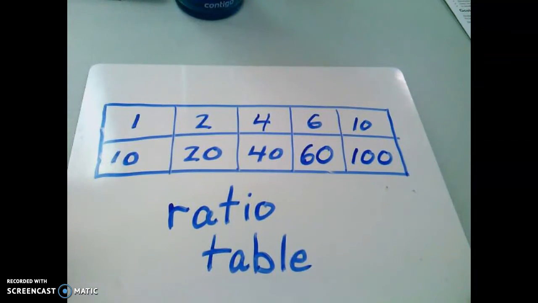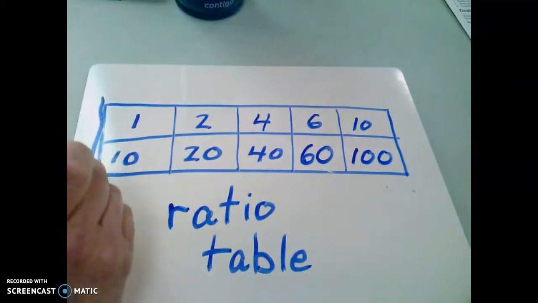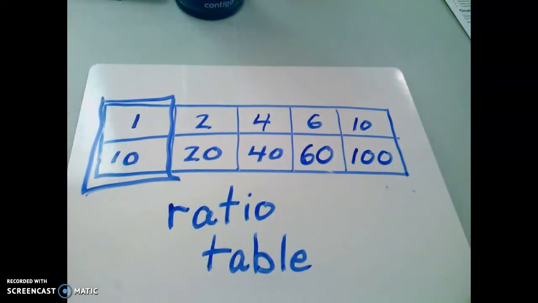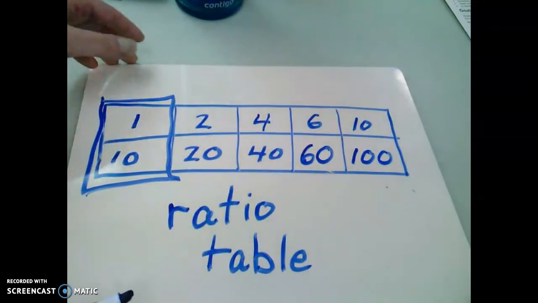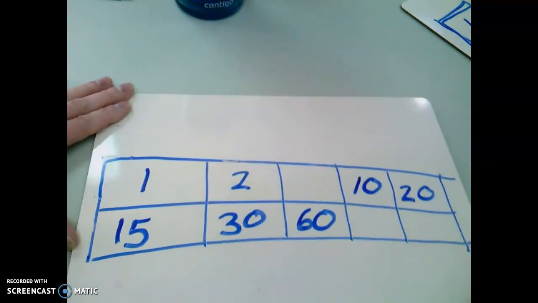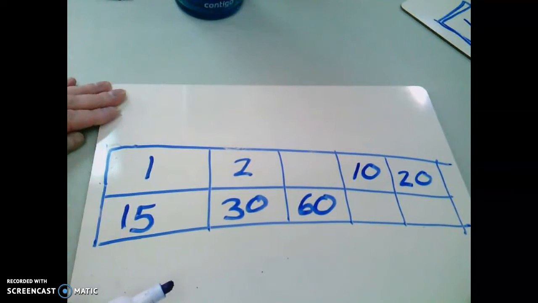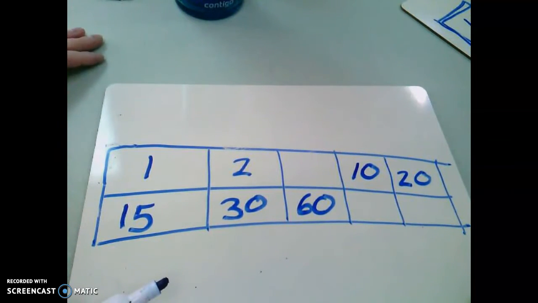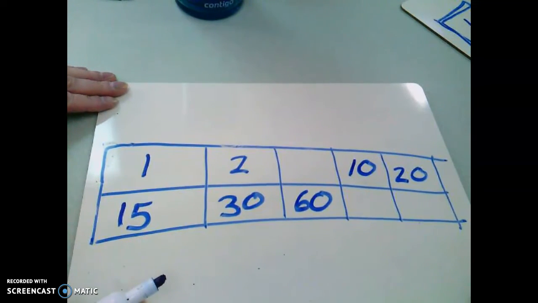So you always have to pay very, very close attention to your original rule, because that will get you through the whole table. Let's look at a different one. All right, so I have another one. And every time you have a ratio table, it can be a different rule. You'll always have to figure that out.